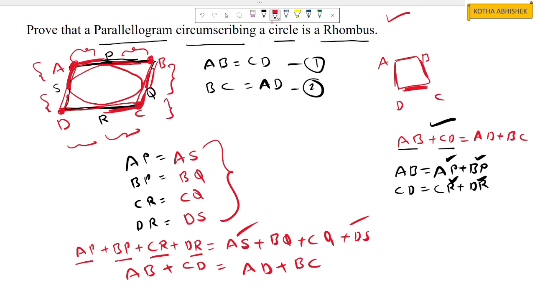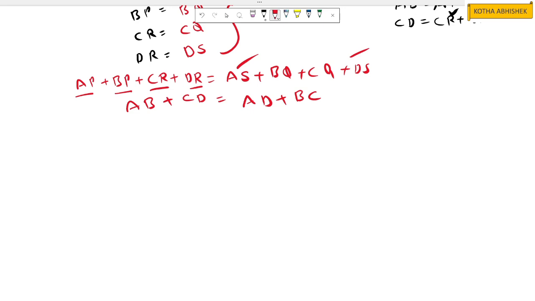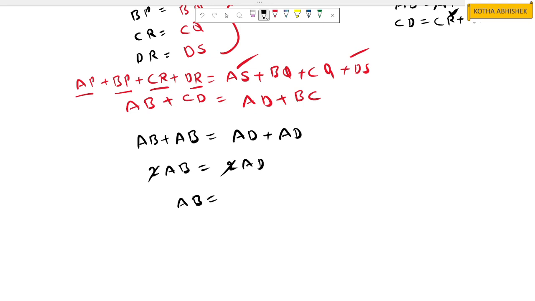Now try to compare with the first one we wrote. AB is exactly equal to CD and BC is exactly equal to AD, because it is a parallelogram, correct? So now what I will do: AB I'll keep as it is, plus CD I am replacing with AB, equals AD I am keeping as it is, plus BC I am replacing with AD because of the parallelogram property, right? So AB plus AB is 2AB equals AD plus AD is 2AD. Here the 2 will get cancelled, then we remain with AB equals AD. This is equation number 3.